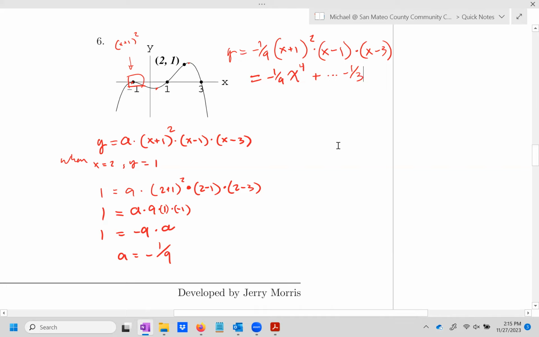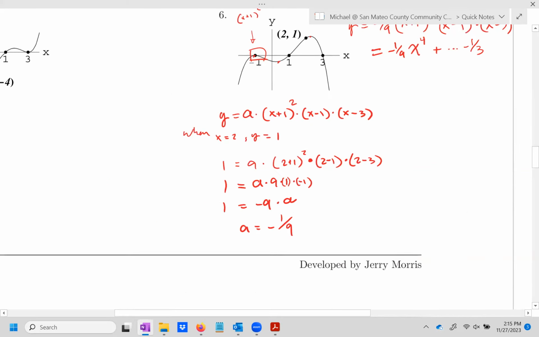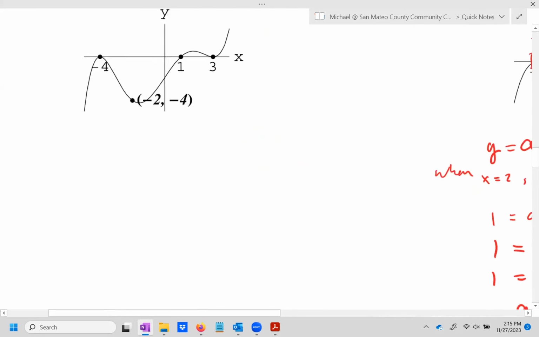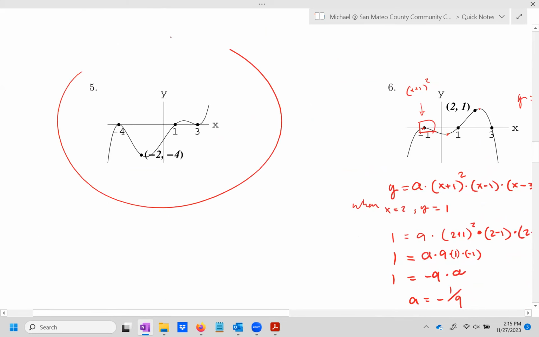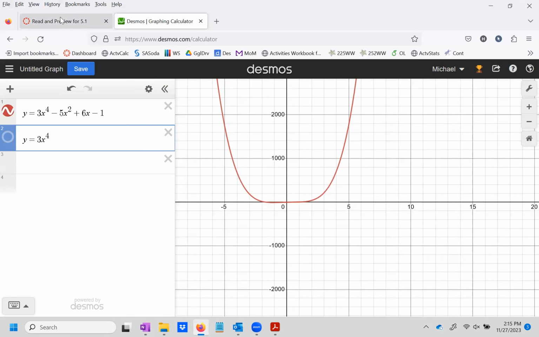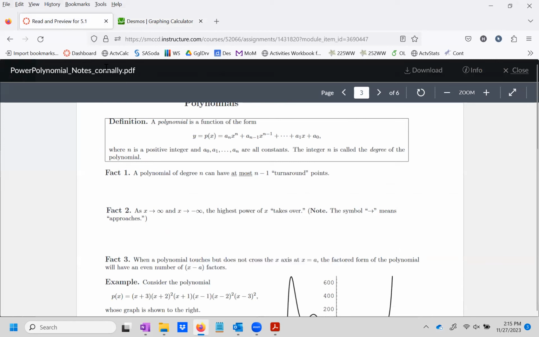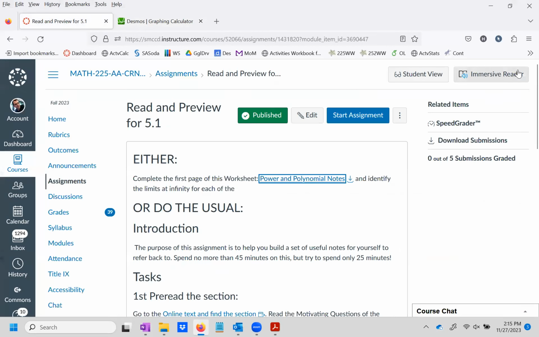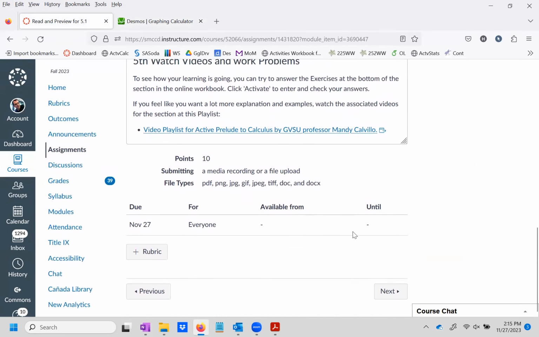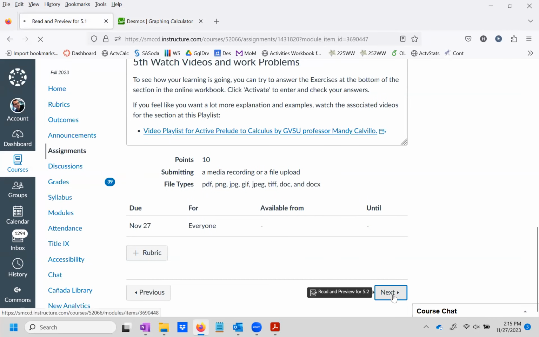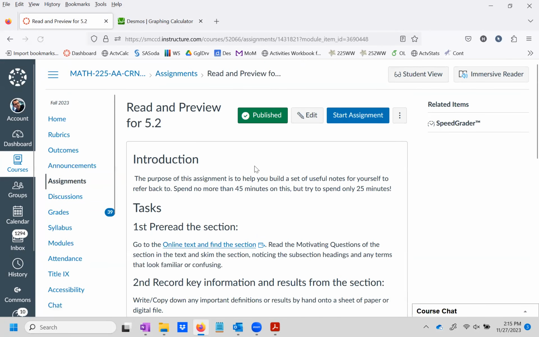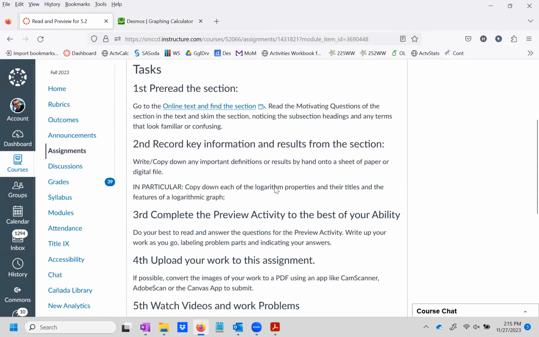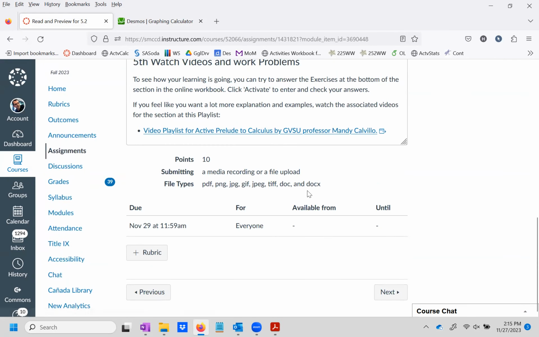Are we gonna get more practice with this? Yeah, do number 5. But also, let's look at what the homework is real quick. This is basically what I have for 5.2. But there's other aspects of 5.2. I assigned a read and preview for 5.2. Now that we went through it, it should hopefully be reinforcing for you.